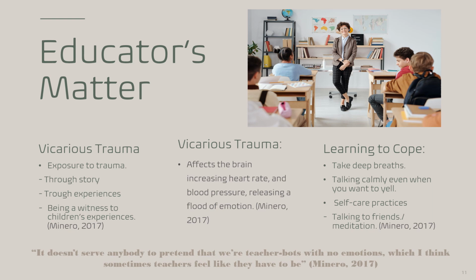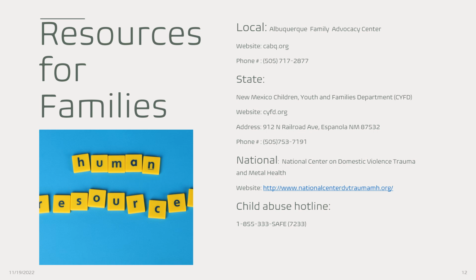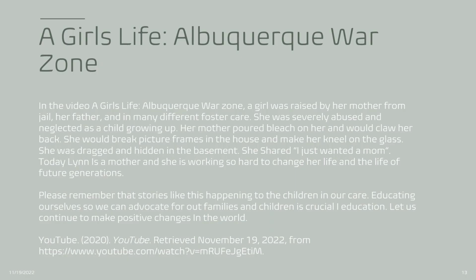For the resources that I found for families, locally we have the Albuquerque Family Advocacy Center. For the state, we have the New Mexico Children, Youth, and Family Department, CYFD, which is also very common in New Mexico. The national resource that I found is the National Center on Domestic Violence, Trauma, and Mental Health. All the information is listed below the names. And then the child abuse hotline that I found that you would contact is 1-855-333-SAFE, which is 7233.